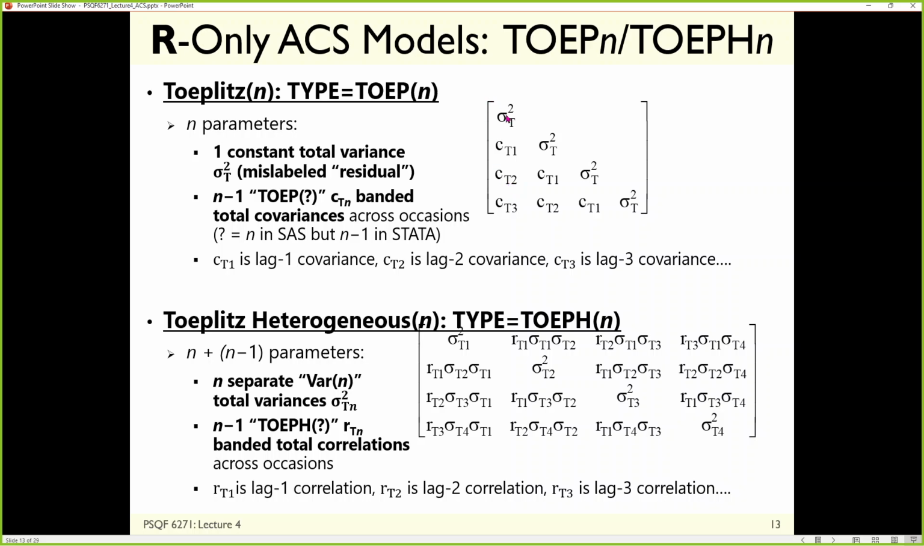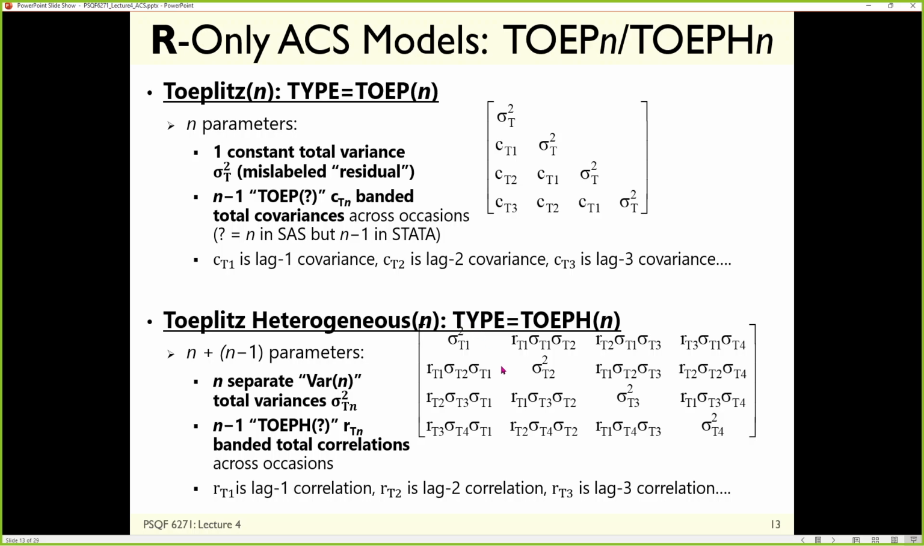Because if I have 4 occasions, then I have a variance on the diagonal, and I have lag 1, lag 2, and lag 3. So occasions 1 and 4 would be the only instance of lag 3. What it's called varies across software, of course. What goes in parentheses here is n in SAS, and it's n minus 1 in Stata, because Stata doesn't count the variance. It only starts counting from here. So just little things that you'll see that make things more tricky than they need to be.